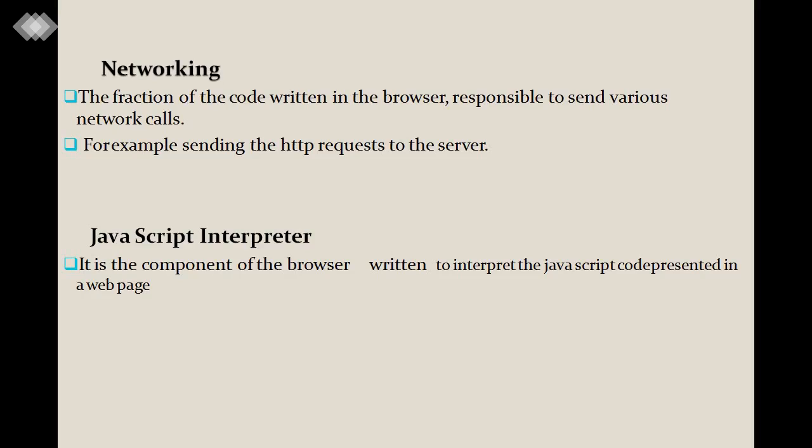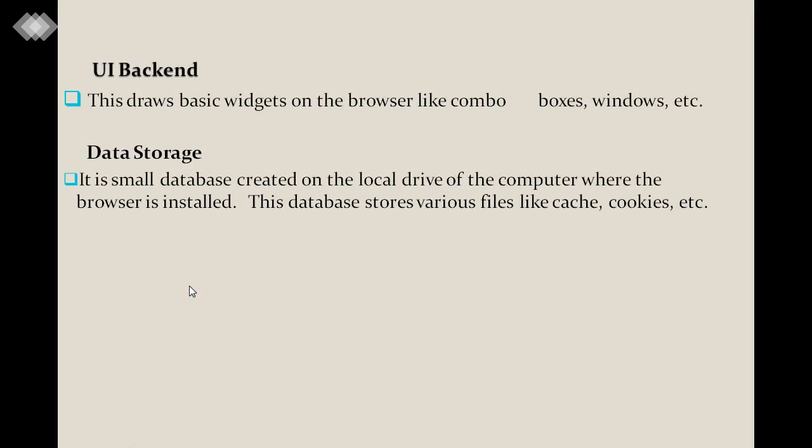Now JavaScript interpreter is the component of the browser written to interpret the JavaScript code present in a web page. UI backend draws basic widgets on the browser like combo boxes and windows, with which the user can interact easily. Data storage is a small database created on the local drive of the computer where the browser is installed. This database stores various files like cache and cookies, which are basically used to store the data.